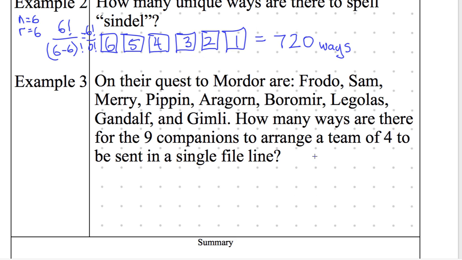Who wants to read? On their quest to Mordor are Frodo, Sam, Merry, Pippin, Aragorn, Boromir, Legolas, Gandalf, and Gimli. How many ways are there for the 9 companions to arrange a team of 4 to be sent in a single file?